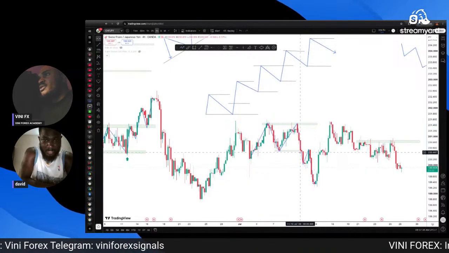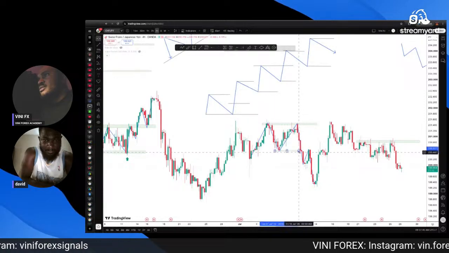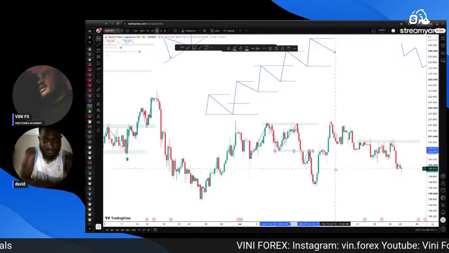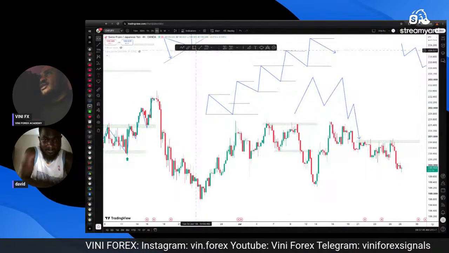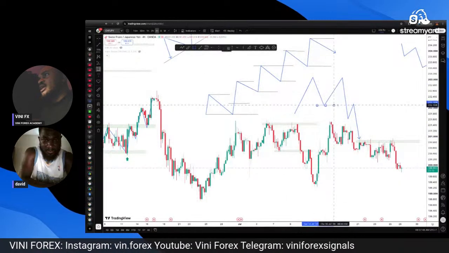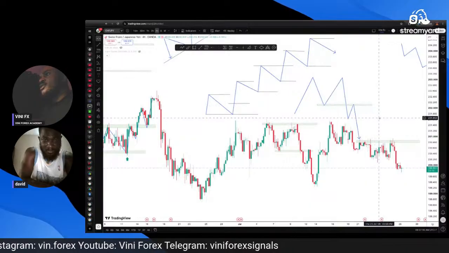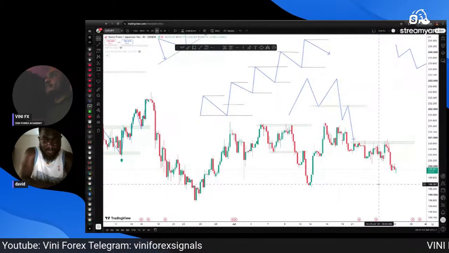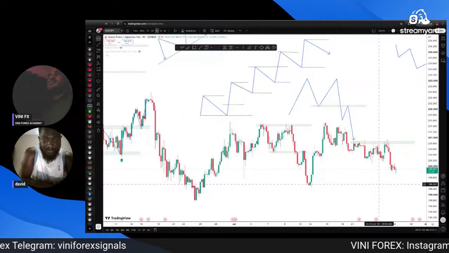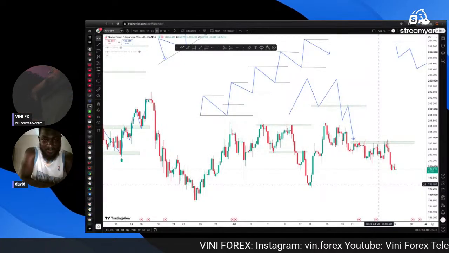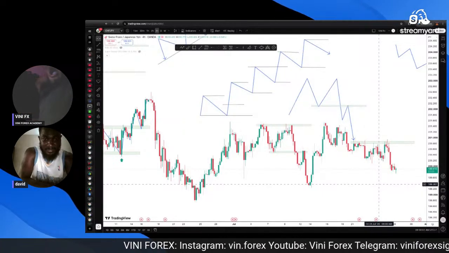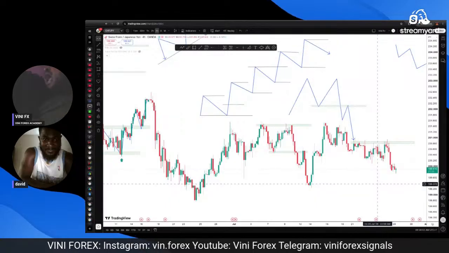Do you see it now? Yes, sir. Let me take it out for you on the real chart so you can see it. This is the neckline and this is the retest here. Do you see that, my brother? Yes, sir. Okay.